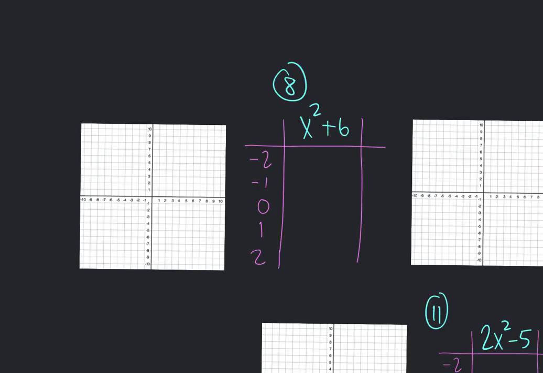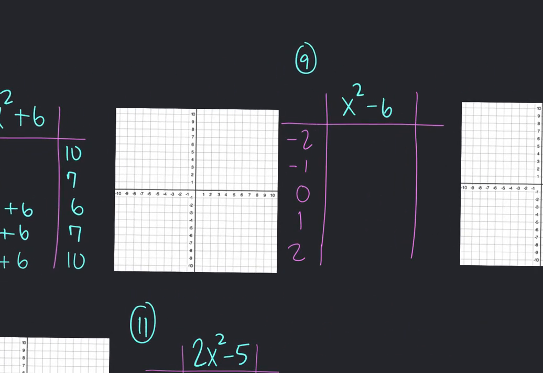Question 8. If I pick 0, 0 squared plus 6, 1 times 1 plus 6, 2 times 2 plus 6. This will be 7 to match that one, and this will be 10 to match that one. So I have a dot at 0, 6, a dot at 1, 7, so there's the match, and a dot at 2, 10, and there's the match. Connect, make it a soft looking U with arrows.